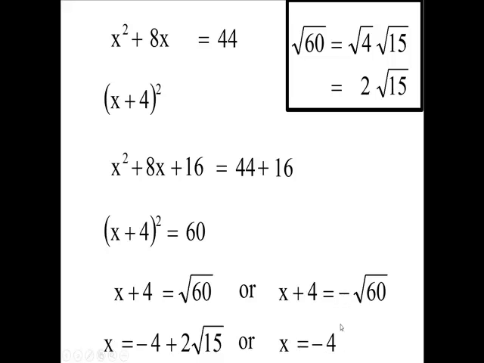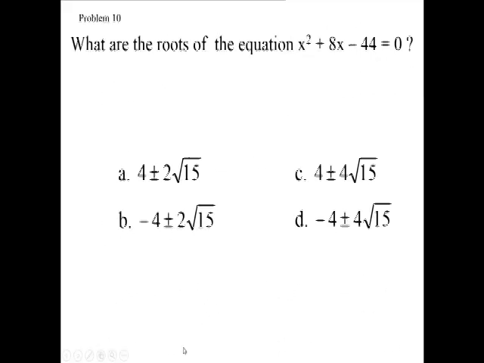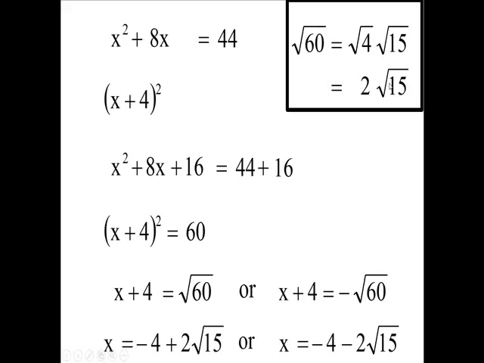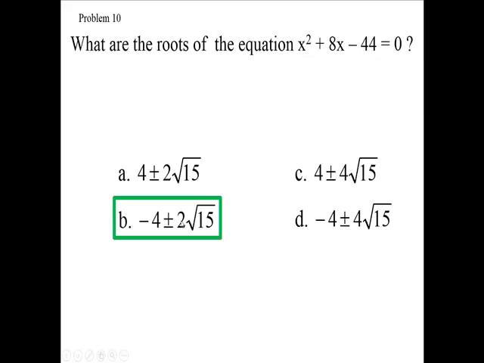Minus this thing. Now notice in both cases, both answers, I have minus 4 as my first member here, and then I have the 2. This is a plus 4 and plus 4. A and C are wrong because it's supposed to be minus 4. So I have to pick between B and D. I'll eliminate D because I don't have 2 square root of 15. Remember it was 2 square root of 15? So we're going to pick answer B.